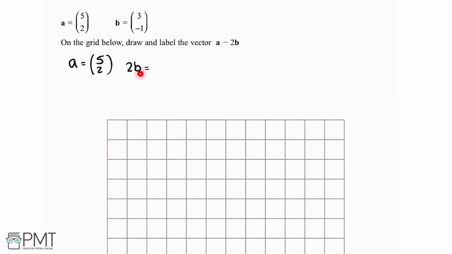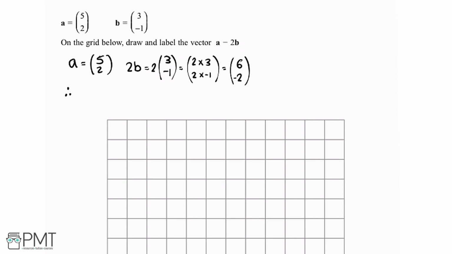Now we've got a vector here, B, multiplied by a scalar, 2. So what that means is if we have 2 multiplied by B, I'm going to write out B in full in its column vector form. We're going to multiply 2 by the 3 and 2 by the minus 1, giving us 2 times 3, 2 times minus 1, giving us 6, minus 2.